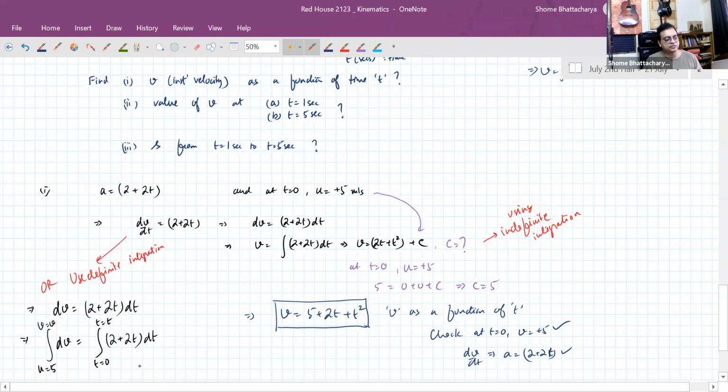So we do a definite integration where the lower limit is the start of the motion. That is t equal to 0, u equal to 5 meters per second. But the upper limit is t equal to t, that is a variable time, and the velocity equal to v, that is the instantaneous velocity.